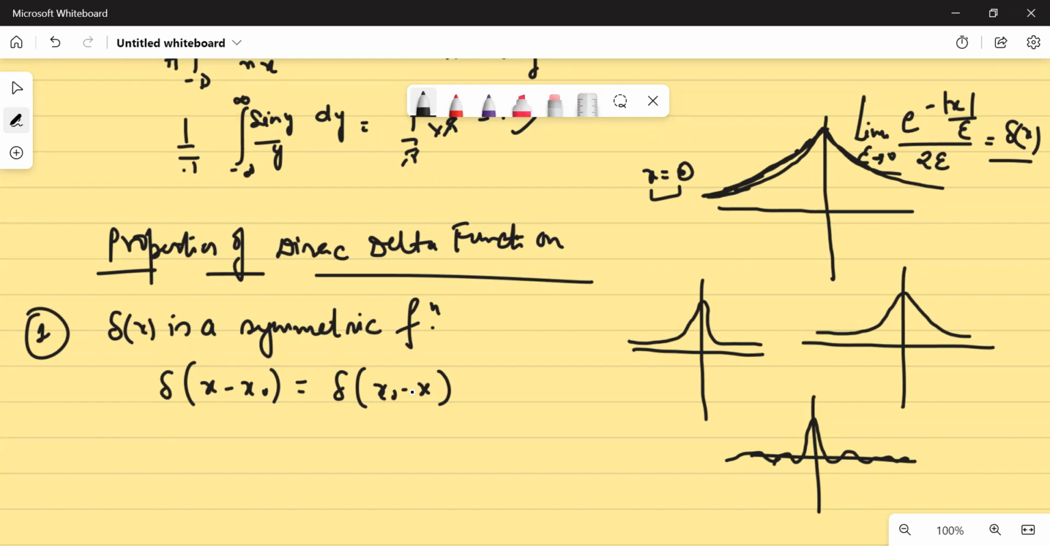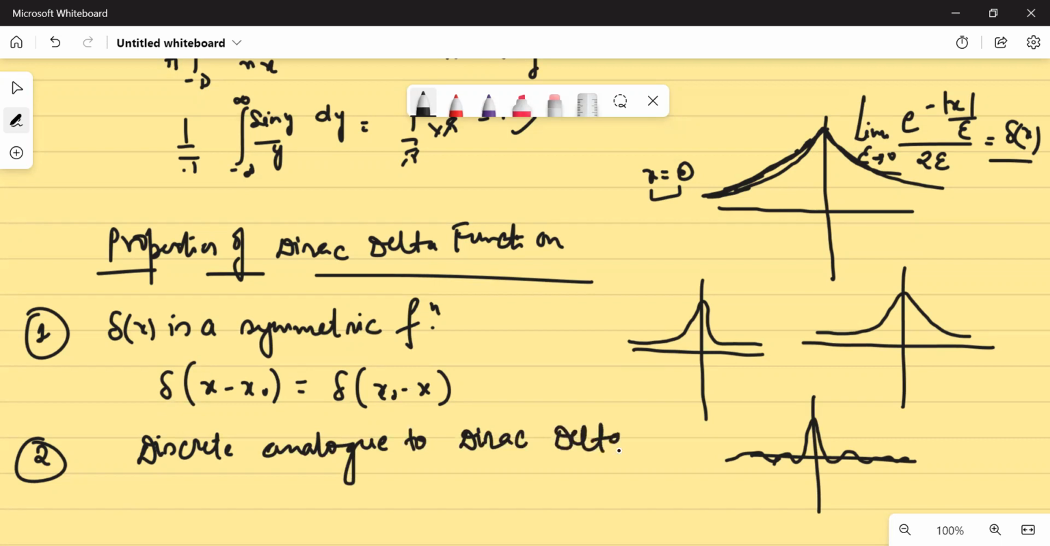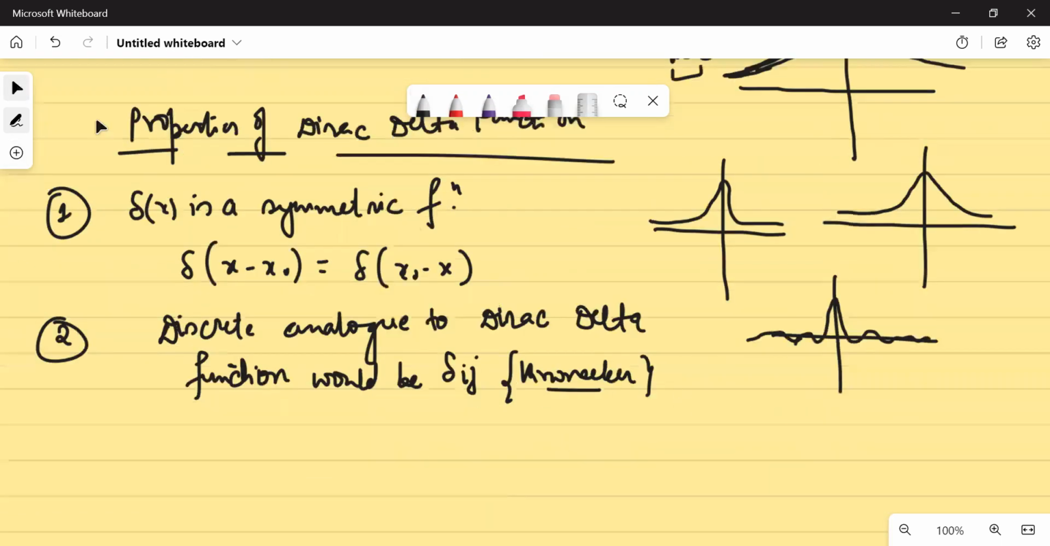Now another property that I would write is, let's say, what can be the discrete analog to your Dirac delta function. The discrete analog to the Dirac delta function would be a Kronecker delta. So Kronecker delta is again a selector function. Selector function means it will actually filter out a point.